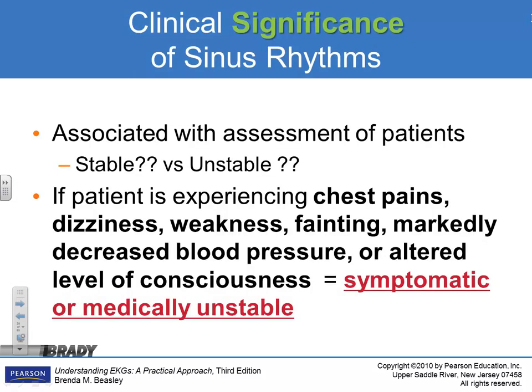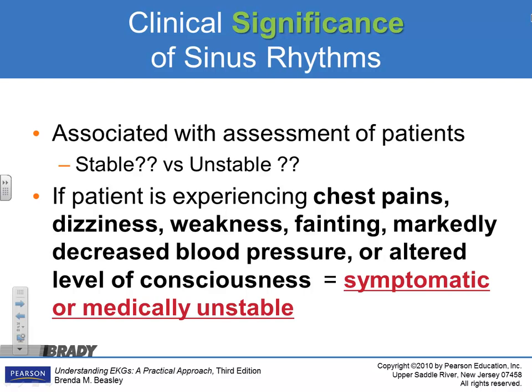Okay, clinical significance. So this is really what we're looking for. We can identify the rhythm, and you'll have plenty of patients with these really screwed up rhythms, and they look great. They're perfusing well, they're alert and oriented, no respiratory distress, blood pressure's good, all that's good. All we're looking for is when they're unstable. If they're medically unstable, then we're going to start thinking about what we're going to do.